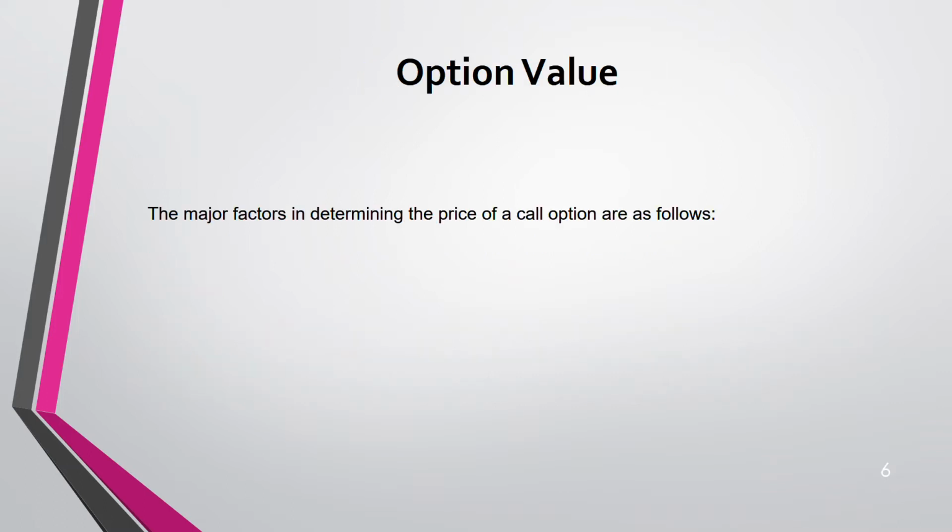Now, coming to option value. There are major factors that determine the price of a call option. If you see, some call options are very expensive, some are not so expensive. Why that difference? Because there are some factors that determine that price. You need to know these factors. Number one factor: what is the price of the underlying instrument and the exercise price?